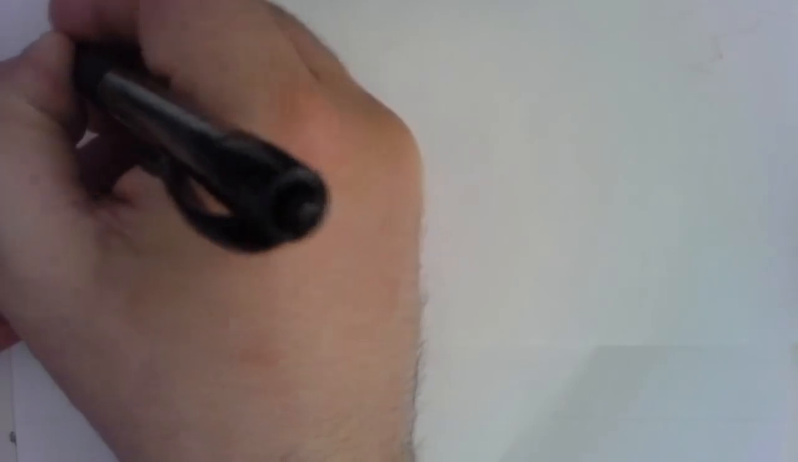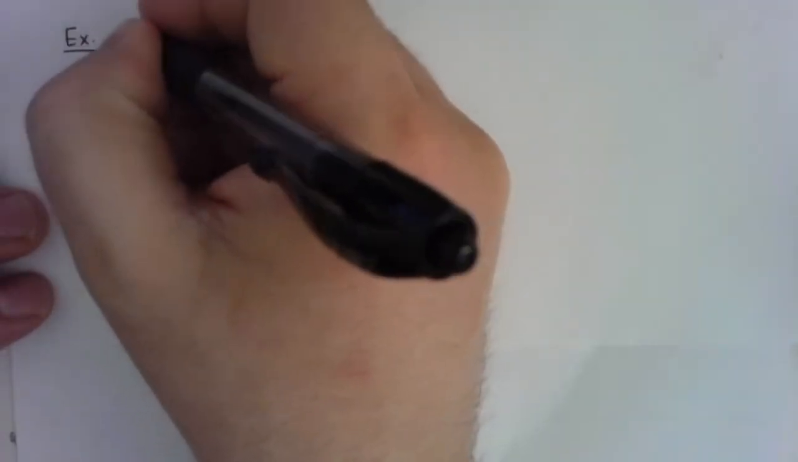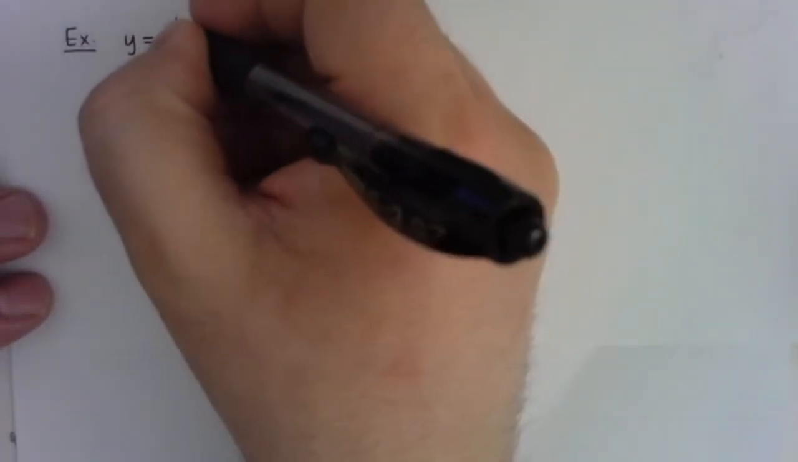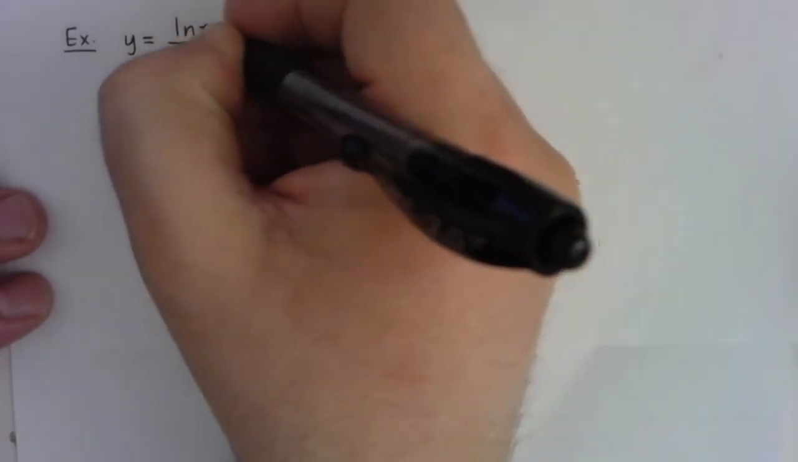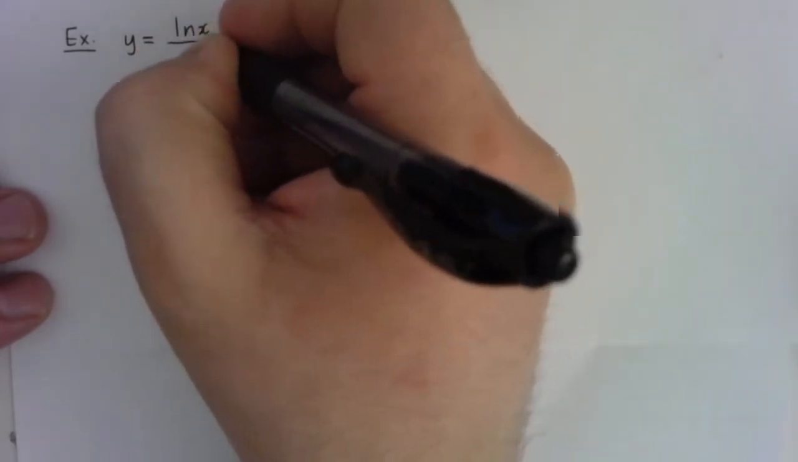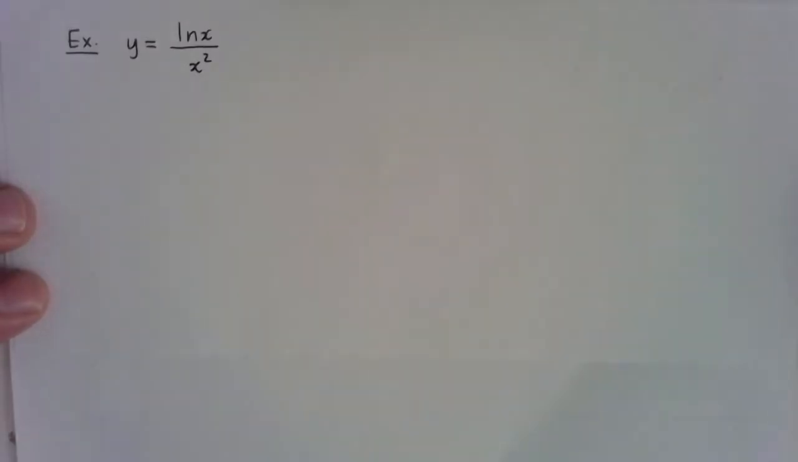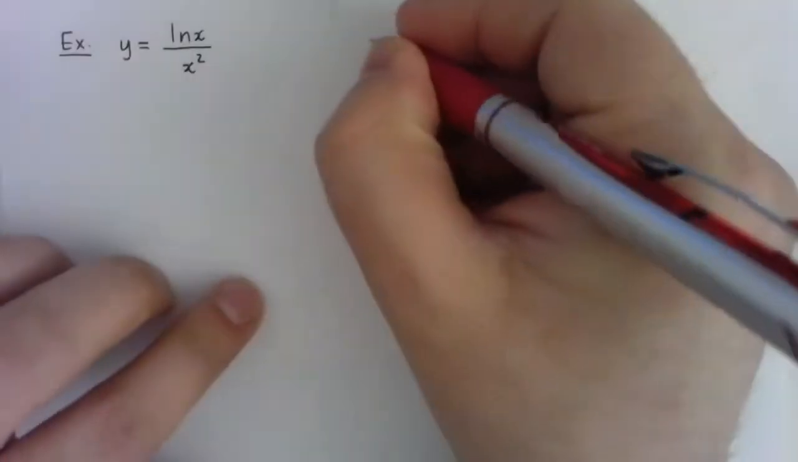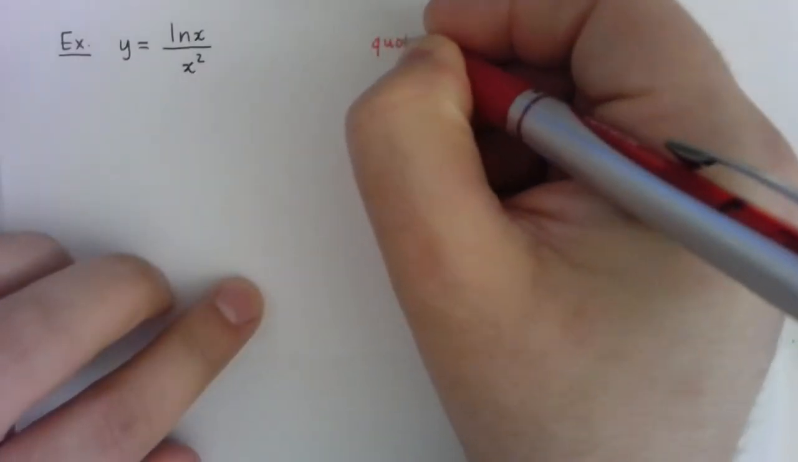Now the next example that we may have is when you have a quotient, like let's say y equals ln x divided by x squared. Now we want to find the derivative of this function. Of course, it's a quotient, so we're obviously going to be using the quotient rule.